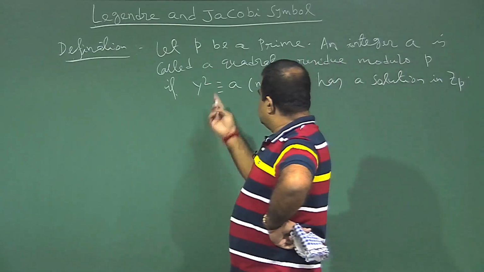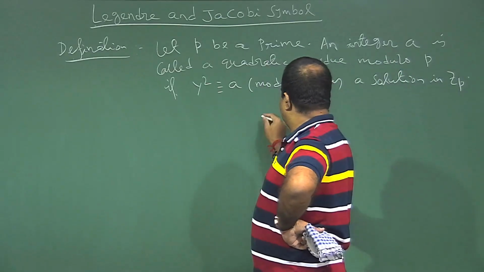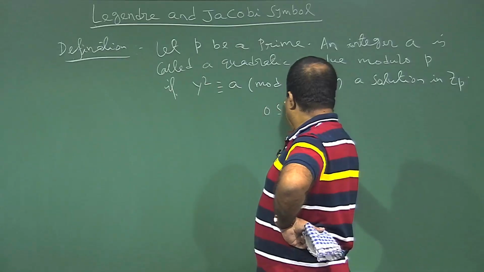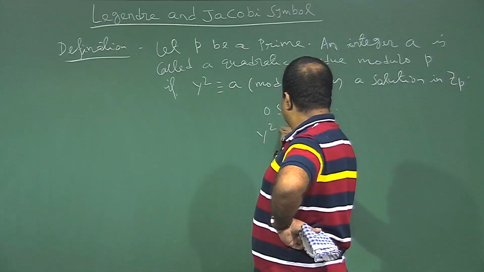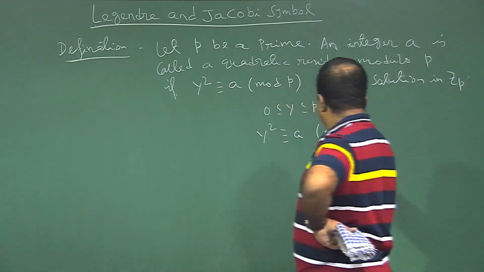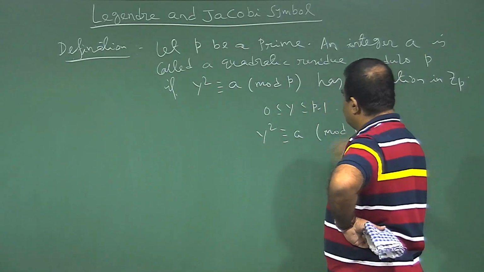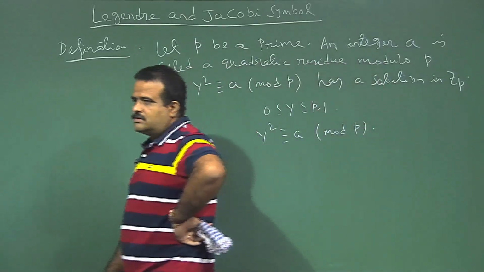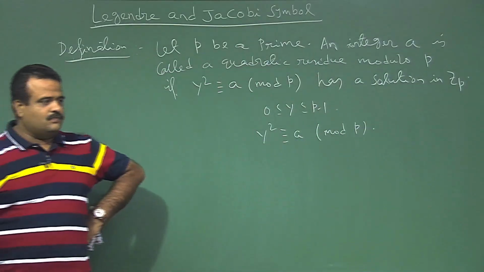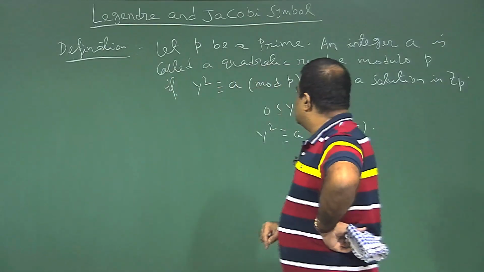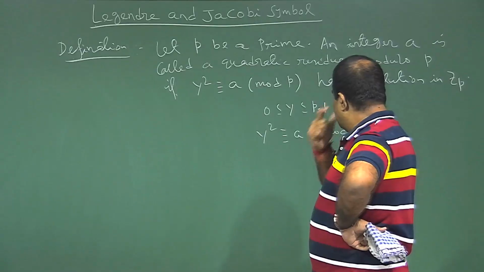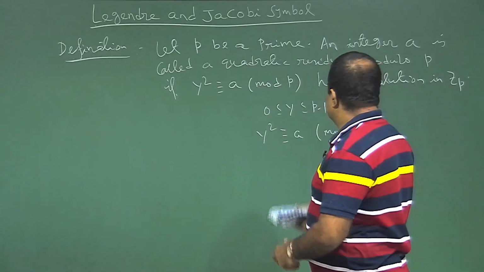That means, if there exists a y, 0 less than y less than or equal to P minus 1, such that y square will give us A. So, that means we should be able to find the square root of A, then it is called a quadratic residue, and we have seen some results on the quadratic residue, like Euler's result.